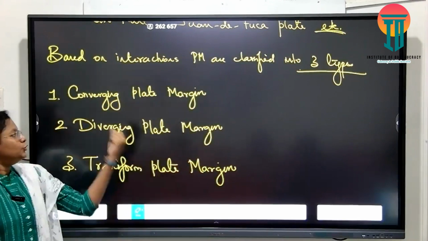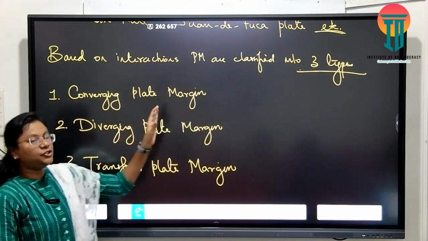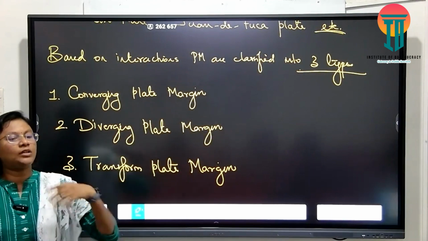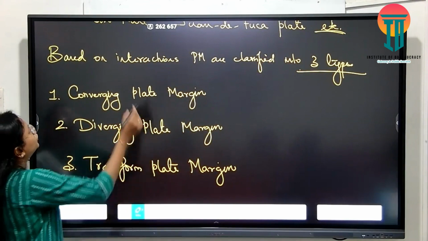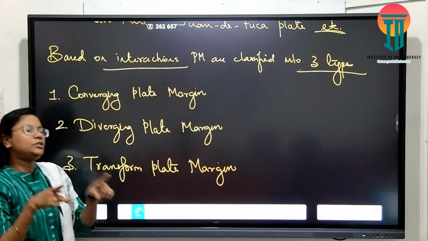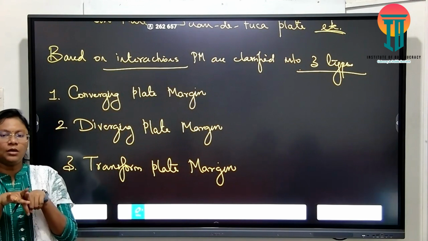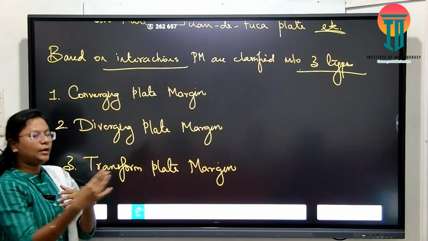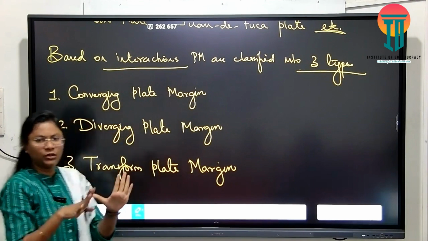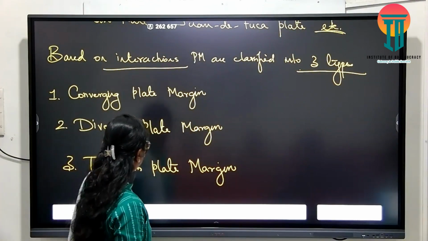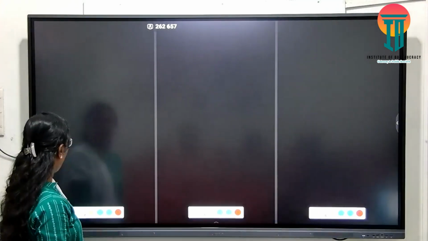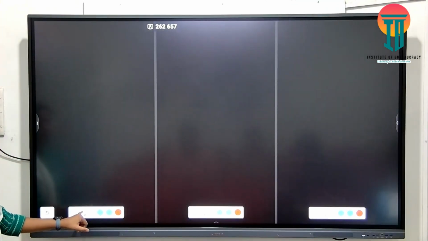Done. So we'll make a comparison. We'll study each individually and their importance, what is happening there, what causes the interaction, what is the outcome of the interaction. So criteria in how these plates behave along the margin based on the interaction. Okay, so I will make a comparison between all 3.